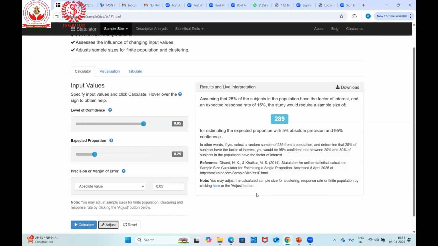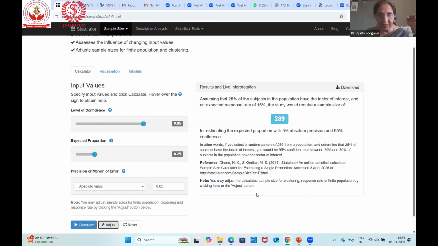Can you please add some more about the difference between confidence interval and power? Confidence level means... actually precision is a power. Precision of the study increases by increasing the power in the study.